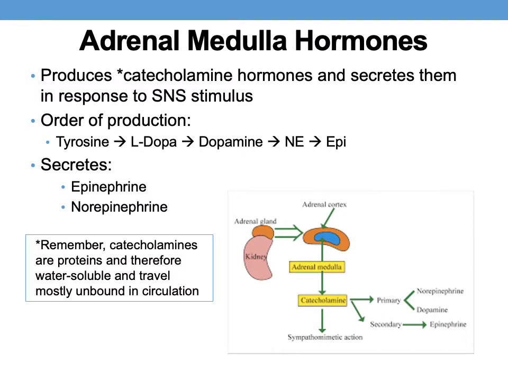The target cell will be metabotropic in most cases, where it's linked to a G protein. The order of production is that norepinephrine and epinephrine all derive originally from tyrosine, which is also the same amino acid for thyroid hormone. From tyrosine it goes to L-DOPA, then to dopamine, and then norepinephrine and epinephrine. We went into detail on how these were synthesized in neuromuscular, so I'm just going to leave it at that.